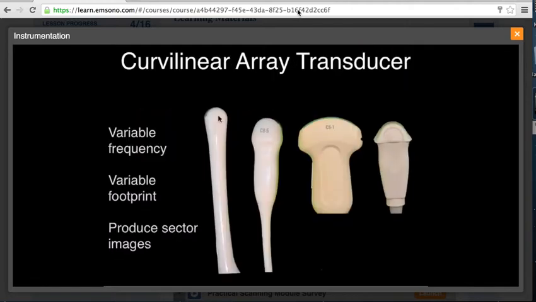Now, all of the transducers here are curvilinear arrays. You can see that the crystals are aligned in a curvilinear fashion on all of these transducers here. Now, the curvilinear transducers will have variable frequencies. There's variable footprint sizes. This is a large footprinted. This would be a smaller footprinted. This is a smaller footprinted here. And this is an endocavitary curvilinear array transducer. These are going to produce sector images.